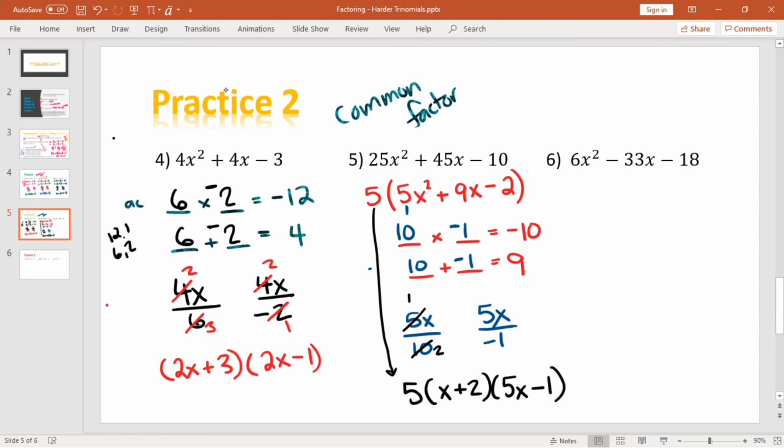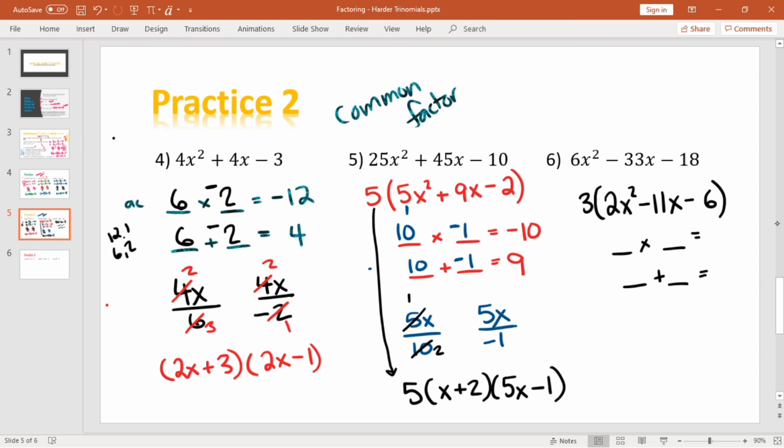Okay, last one. Kind of gross numbers again, all divisible by 3. Leaving behind 2x squared minus 11x minus 6. And they just come faster and faster as you do these. And if it's something that you're really stumped by, just start listing the factor pairs to see what makes what.